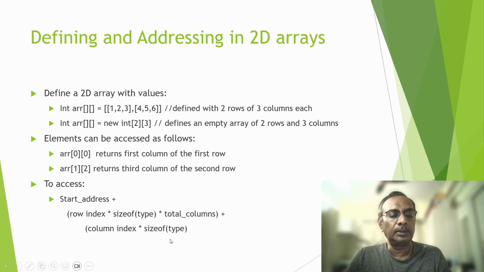So 4 into 2 is 8. So 12 plus 8, 20 plus the start address. Assuming start address is 100, so 120 will be the value of this formula. Now if you look at 120, where it will be, this will be 100, it will be 104, 108, 112, 116, 120. So this value will be.